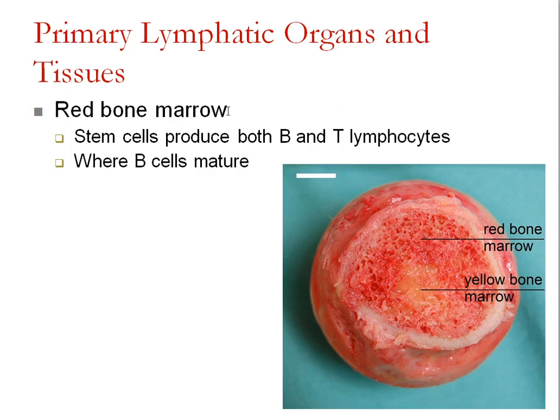So let's look at the red bone marrow first. Our red bone marrow has stem cells that make both our B and our T lymphocytes. But this is where our B cells mature. Our T cells take off and head out. Our B cells stick around in our bone marrow, and that's where they mature. Hence, B for bone. B cells, B for bone.